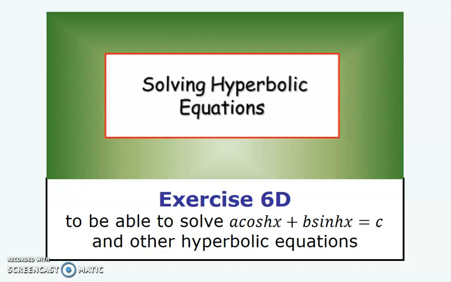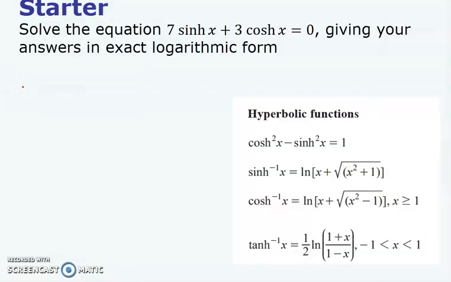So, further mathematicians, this is exercise 6D, solving more hyperbolic equations. Let's get started. The first type is where you have so many sine plus so many cos equals a number. Now, this is a very specific number. This is when it's equal to 0.